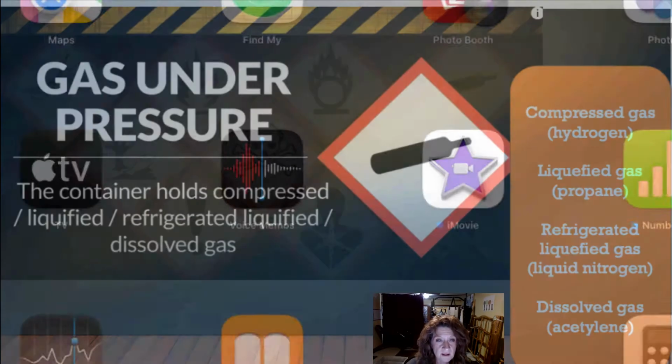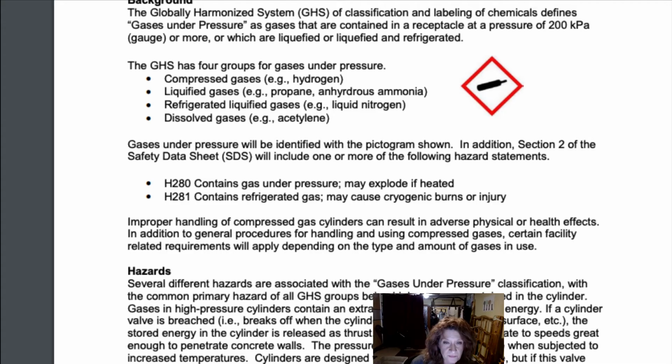And I really liked the way the University of Nebraska broke this one down, where they explain the different kinds of gases, as well as tell you the H codes associated with them and some hazards. And this is something you guys are going to actually do. You're going to create this hazard map, chemical hazard map.